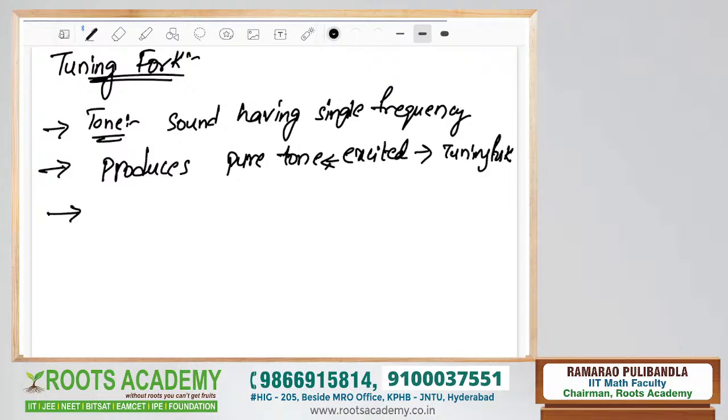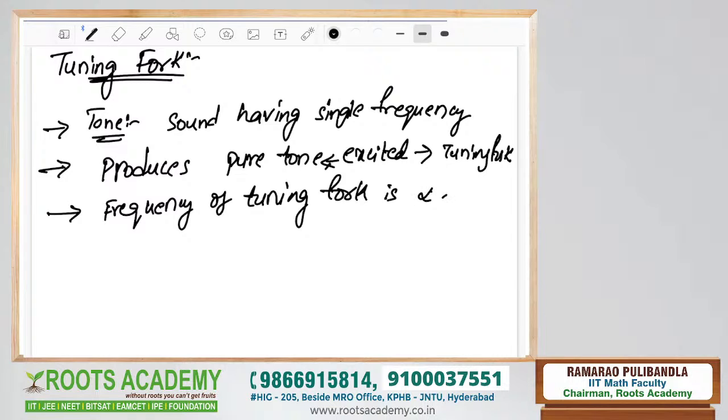The frequency of the tuning fork is directly proportional to the speed of the sound. That is defined as n is directly proportional to t divided by L square into the square root of y by d.